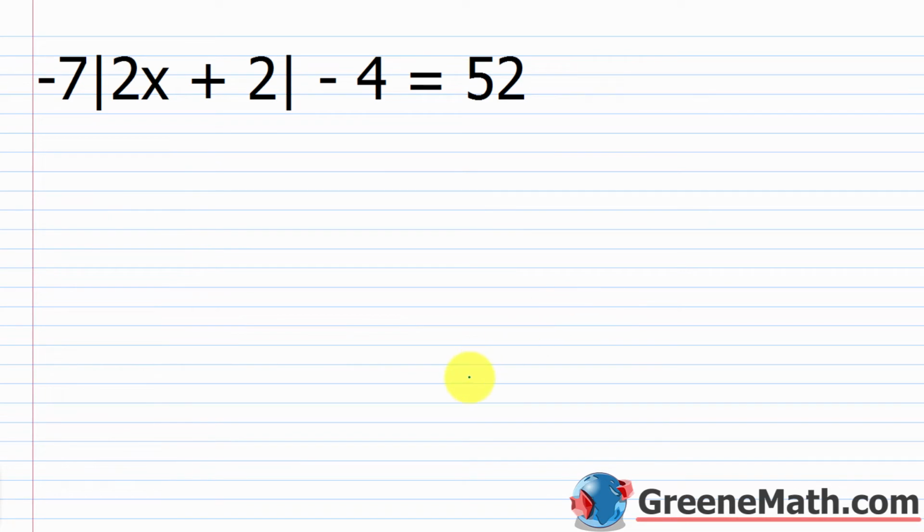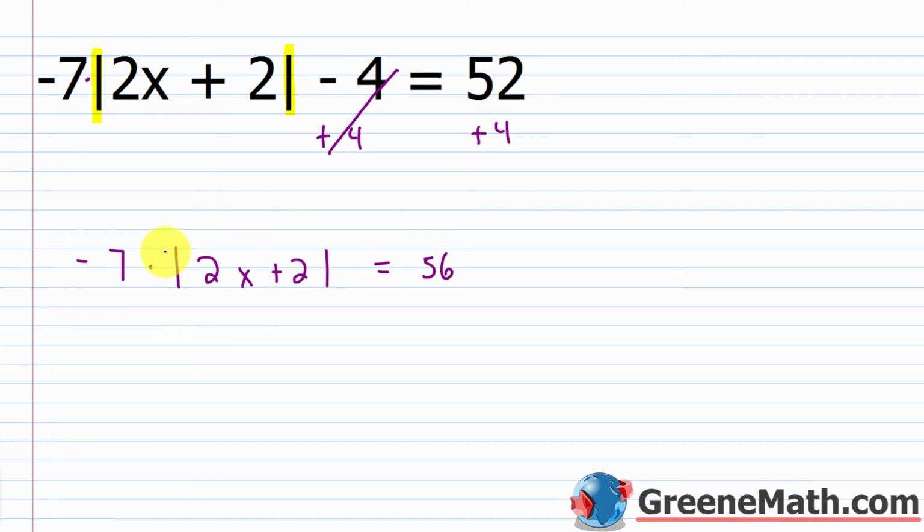So you see something like this. It looks nice and normal. You're like, okay, I'm ready to get my solution. So you have -7 times the absolute value of 2x plus 2, minus 4, equals 52. Okay, so I'm going to start by trying to what? Isolate this. I want to isolate this. So I'm going to add 4 to each side. That's going to give me -7 times the absolute value of 2x plus 2. This would cancel. It'd be equal to 52 plus 4, which is 56.